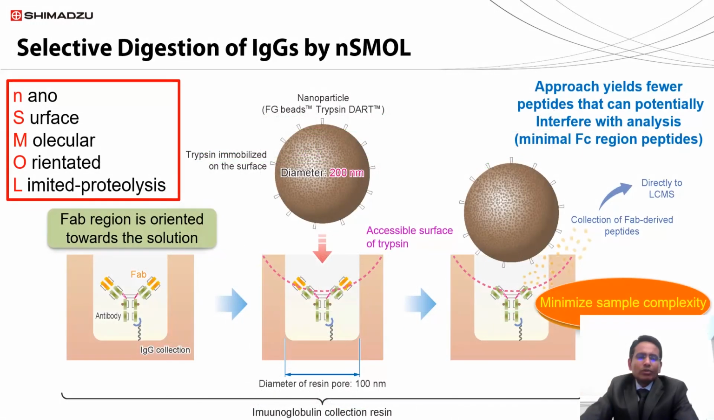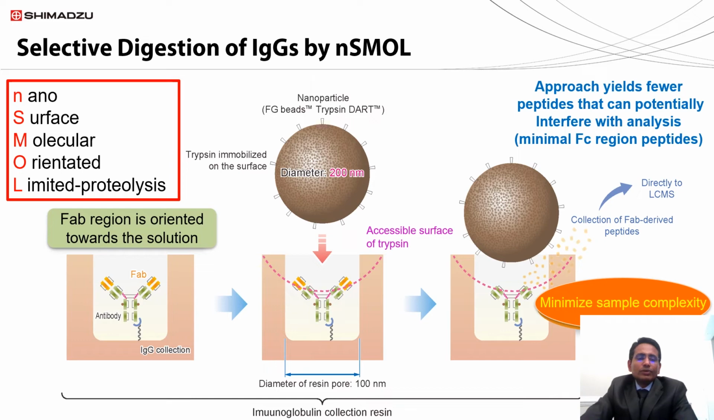I am going to show you selective digestion of IgGs by nSMOL. nSMOL is basically Shimadzu's proprietary technology, that is nano surface molecular oriented limited proteolysis. If you have any protein that has significantly low abundance, that can be enhanced using this protocol. So how can we use this?